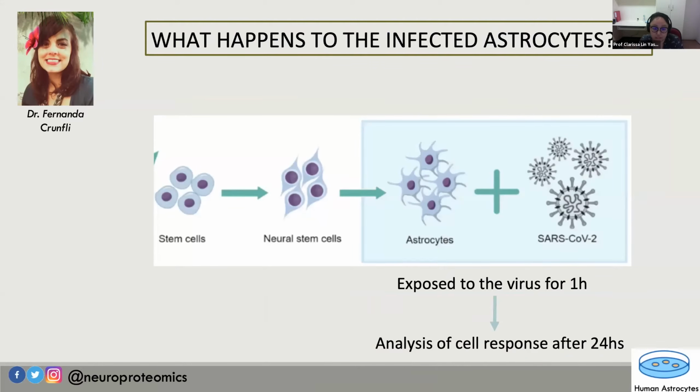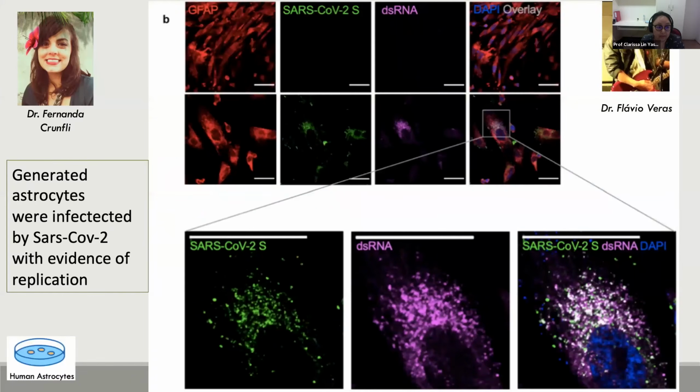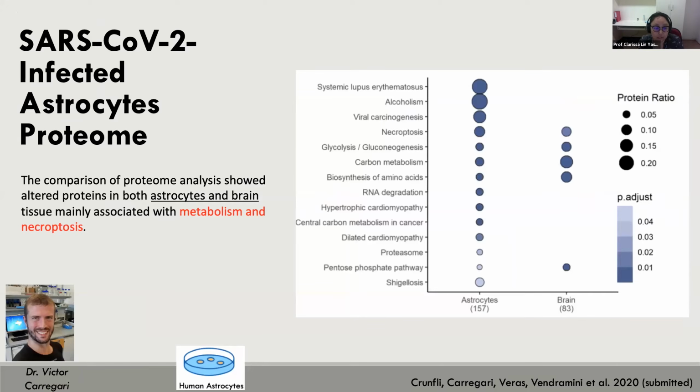So we generated astrocytes from stem cells and incubated them with the virus and analyzed the cell response after 24 hours. Again, we observed that the generated astrocytes were infected with SARS-CoV. And again, we identified the process of replication in these generated cells. We analyzed the proteome of these generated cells and compared it with the proteome we had analyzed from the tissue. And we observed that some proteins, some cycles were in common, and this involved necroptosis and gluconeogenesis, glycolysis, carbon metabolism. So it involved both metabolisms and the necrosis.